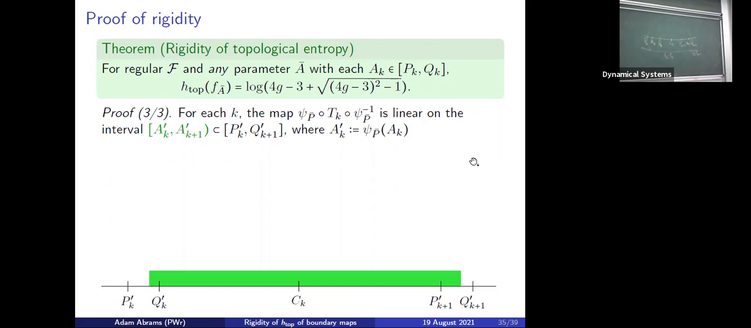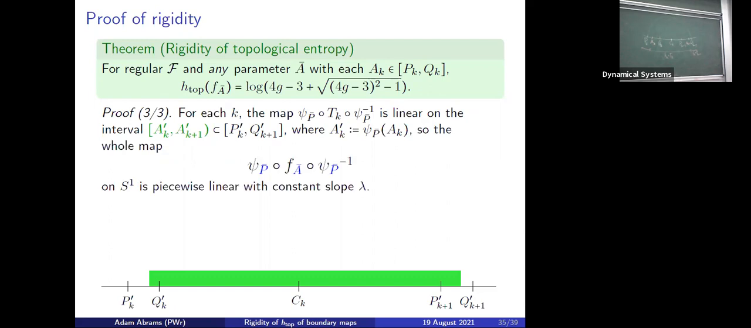And now we know that our conjugated generator, so TK conjugated by psi p, is linear on this interval. And the boundary map FA, all it does is use TK on those types of intervals. So this is a little strange because we're using the boundary map with the general parameter A, and we're conjugating it with the map that was specifically designed to conjugate psi p.